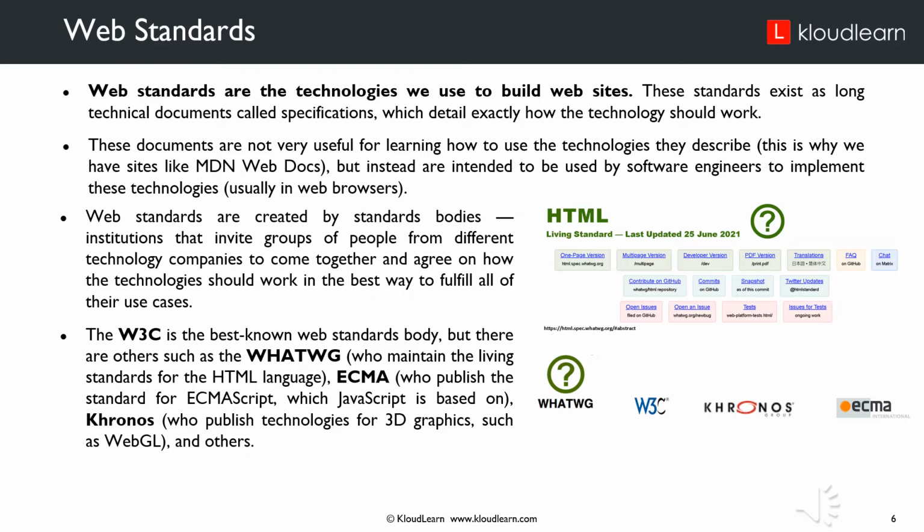Web standards are created by standards bodies, institutions that invite groups of people from different technology companies to come together and agree on how these technologies should work in the best way to fulfill all of their use cases. The W3C is the best known web standards body, but there are others such as WhatWG, who maintain the living standards for the HTML language, ECMA, who publish the standards for ECMAScript, which JavaScript is based on, Khronos, who publish technologies for 3D graphics such as WebGL, and others.